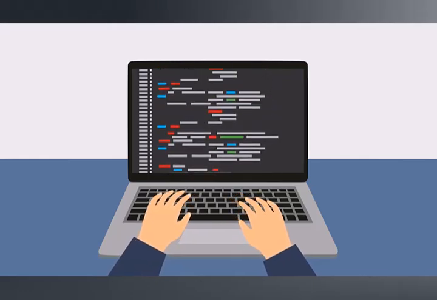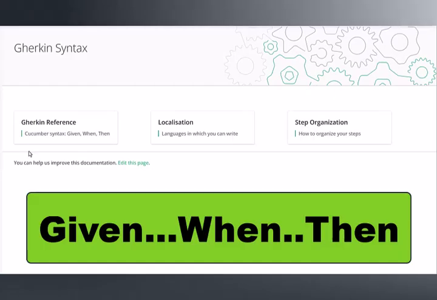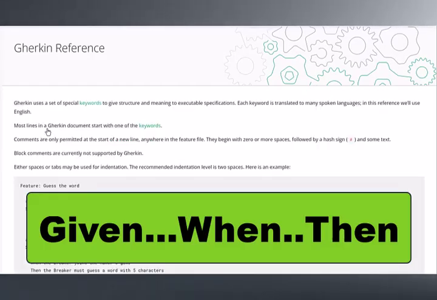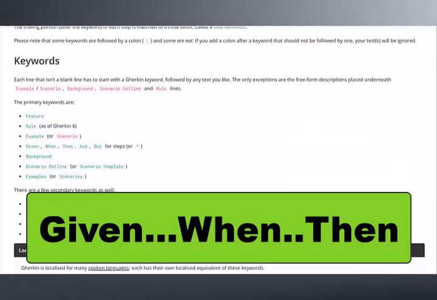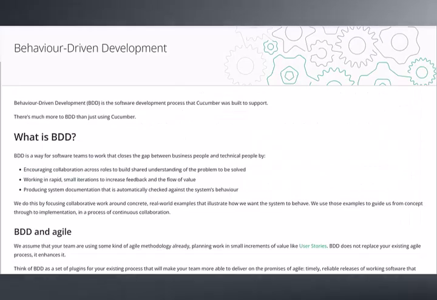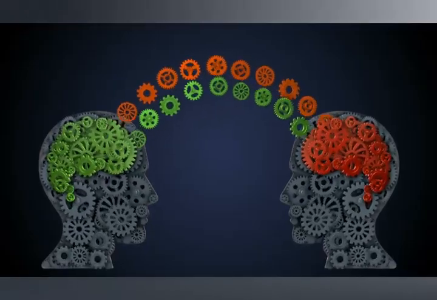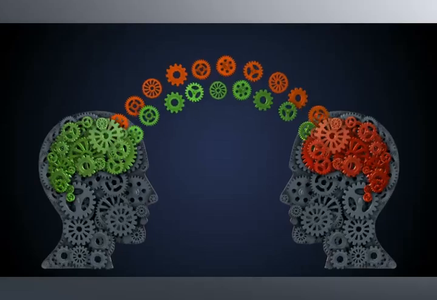What exactly is Gherkin? Gherkin is a simple, plain text language designed to describe software behaviors in a way that everyone can understand. It's a cornerstone of behavior-driven development, or BDD, and it allows us to write tests that bridge the gap between technical and non-technical team members. The beauty of Gherkin lies in its simplicity.